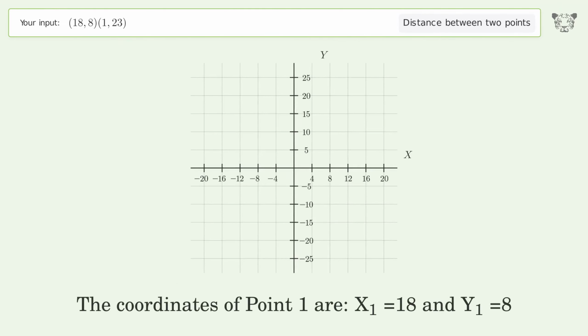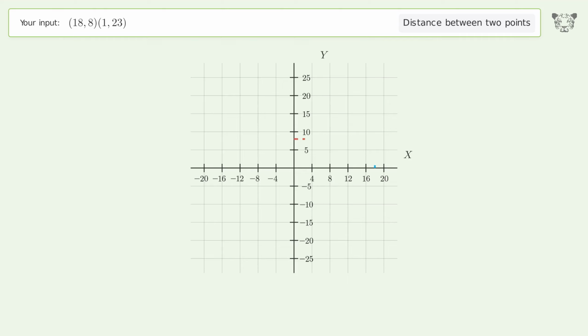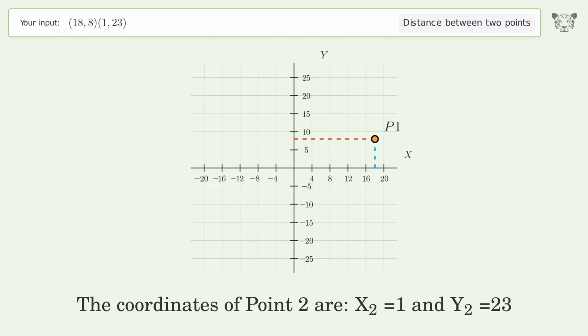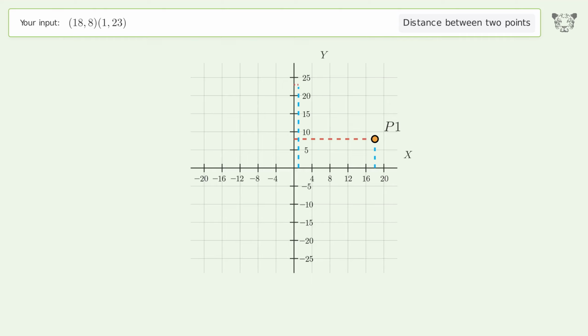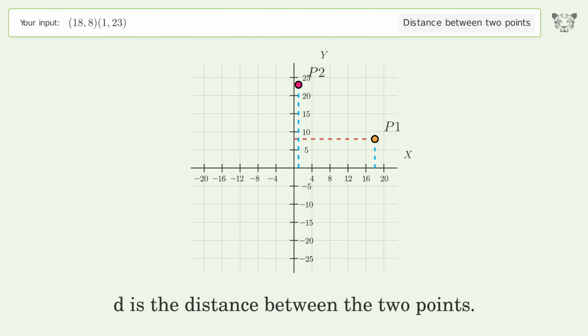The coordinates of point 1 are x1 equals 18 and y1 equals 8. The coordinates of point 2 are x2 equals 1 and y2 equals 23. D is the distance between the 2 points.